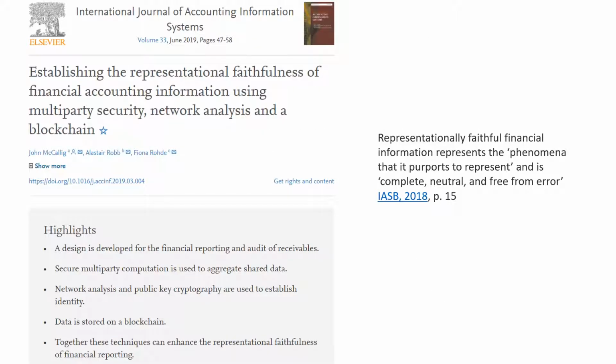The paper is published in the International Journal of Accounting Information Systems in June 2019. The DOI is on this page if you want to look it up.